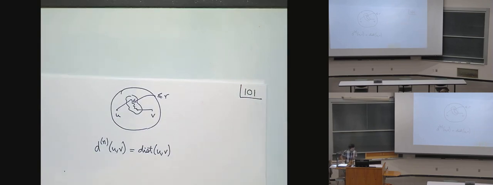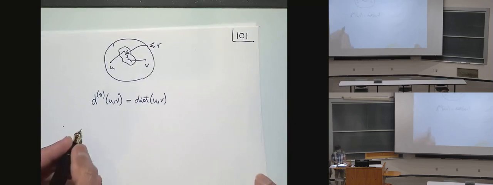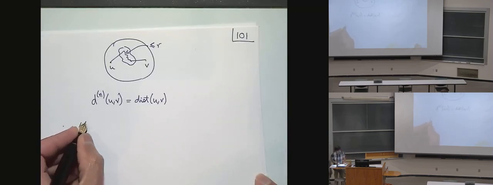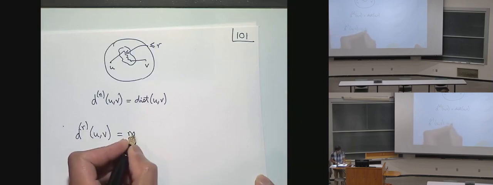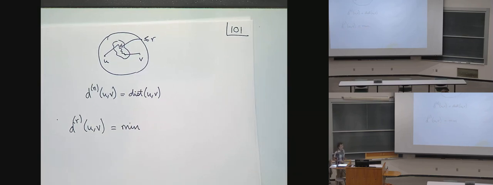Okay, let's now see what this recurrence is. d_r of u v is equal to the min of what? How are you going to compute d_r of u v if you knew what the d_(r-1) of u v values were, d_(r-1), d_(r-2), all of these values?